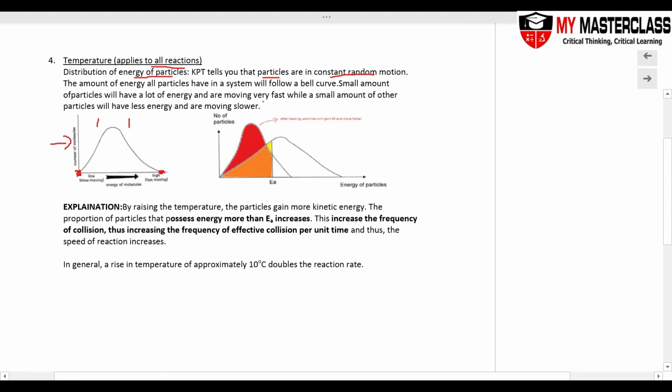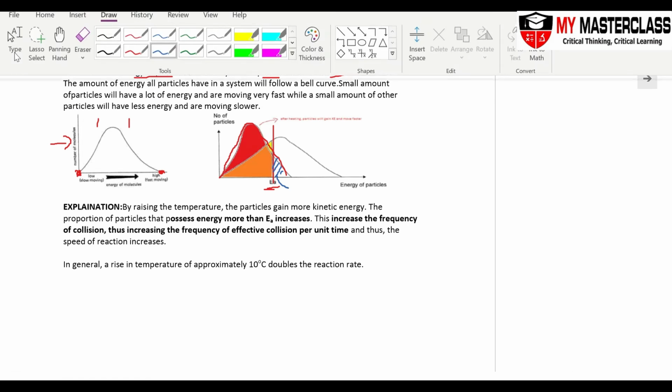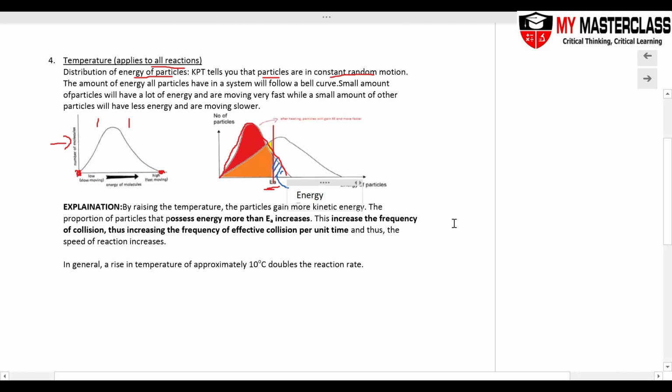So what's going to happen? We learned that all chemical reactions have what we call the activation energy. If I put the activation energy over here on this first bell curve, when will the reaction proceed? These particles, the shaded blue area, will have energy higher than the activation energy, and only for this blue shaded area will the reaction proceed.